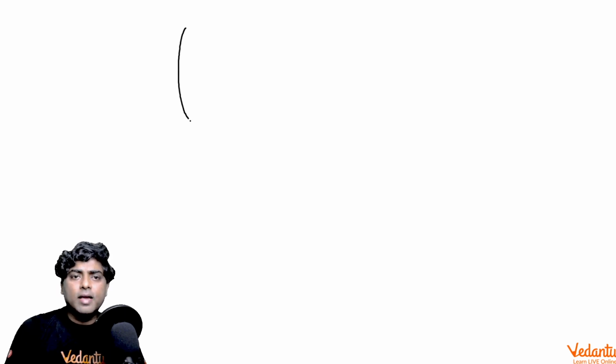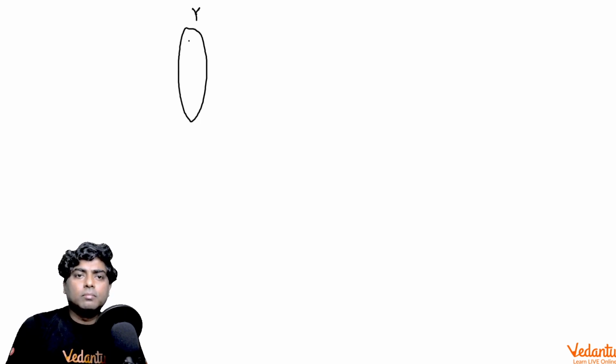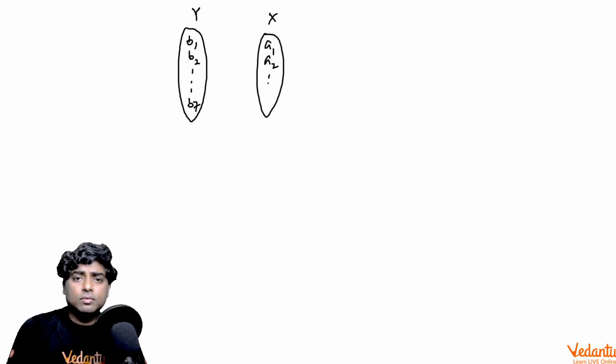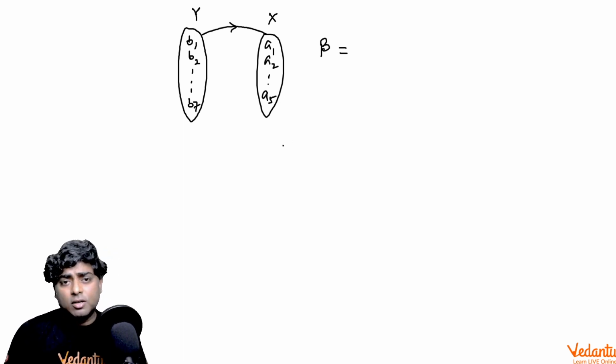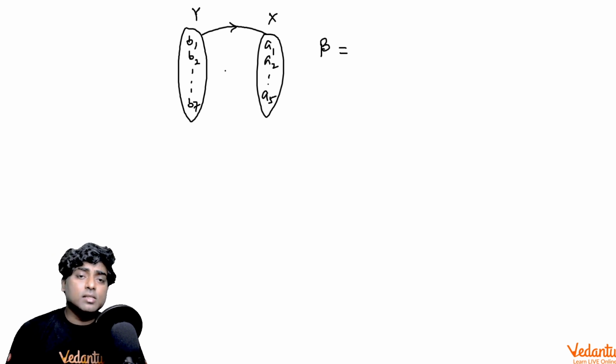In Y there are 7 elements, B1, B2 to B7. In X there are 5 elements, A1, A2 to A5. So from Y to X, the number of onto functions is beta. Think about it: every element of X is to be engaged with at least one element of Y. Here there are 5 elements, here there are 7 elements.